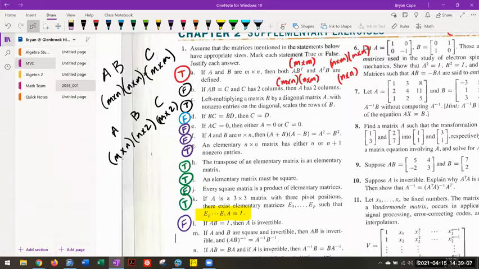Sloppy handwriting, and why did I write it on the board? Oh, that makes a lot of sense.